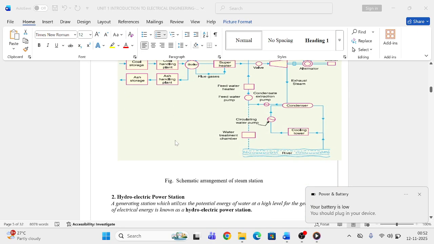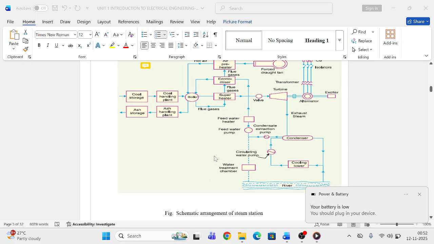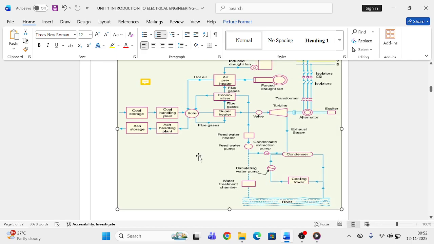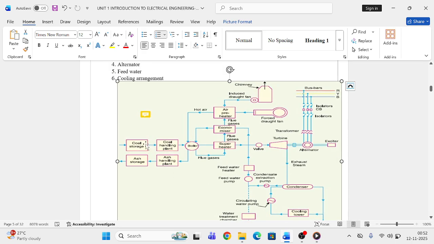This is the schematic arrangement of steam power plant. Here the coal storage and coal handling plant is needed because continuous supply of coal is necessary for uninterrupted generation of electricity. Ash storage and ash handling plant is needed. Why? Because the burnt coal leaves behind ash which is collected from the boiler and it will be disposed.